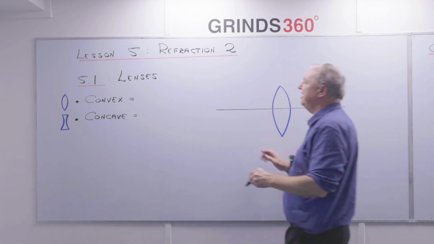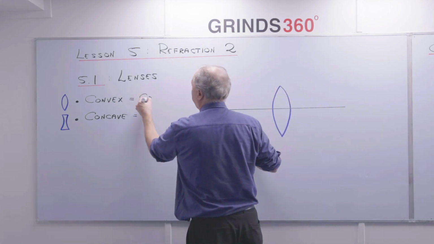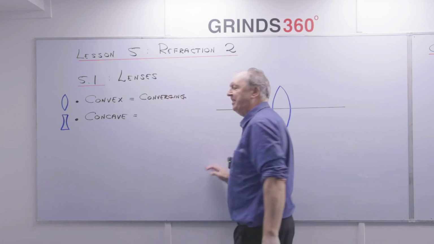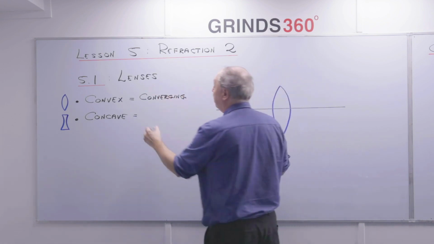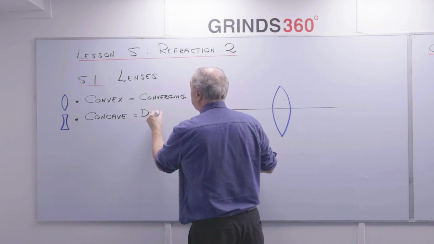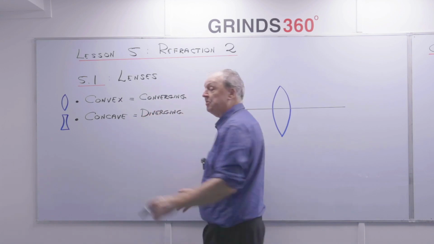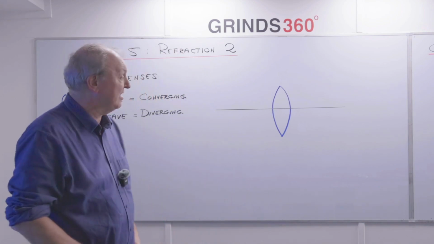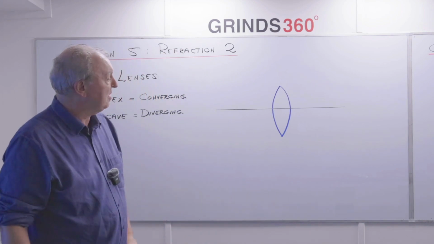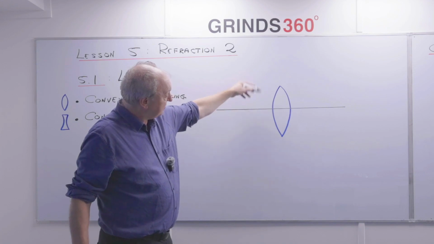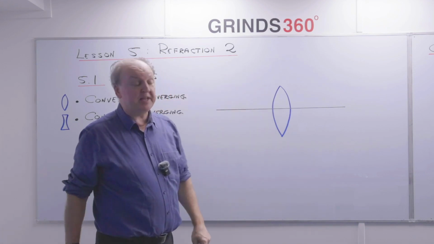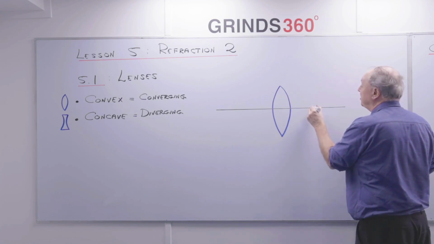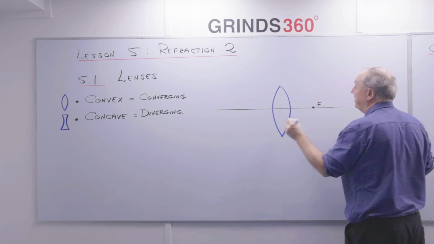I can say that a convex lens is a converging lens. And later on, you'll see that the concave lens is diverging. And we sometimes say a converging lens rather than a convex lens. You've got to be familiar with both. Well, here's my convex lens, and it has a focus. Let's say the focus is here. Obviously, there will be a focus on each side.